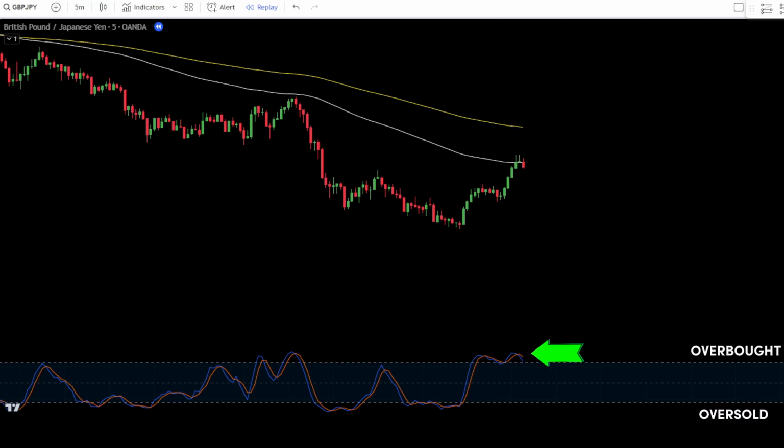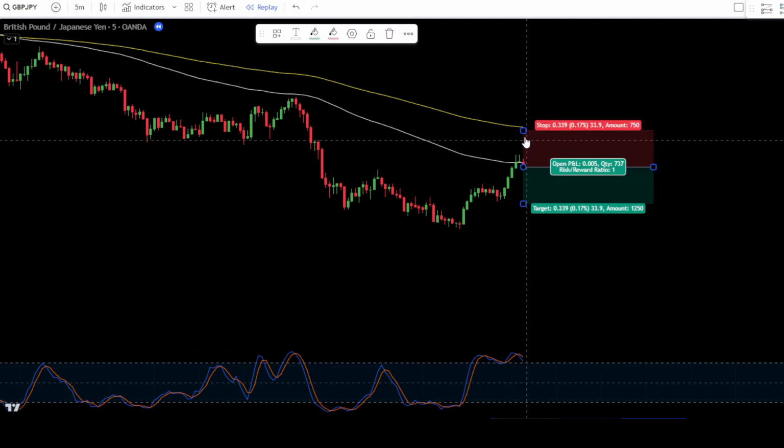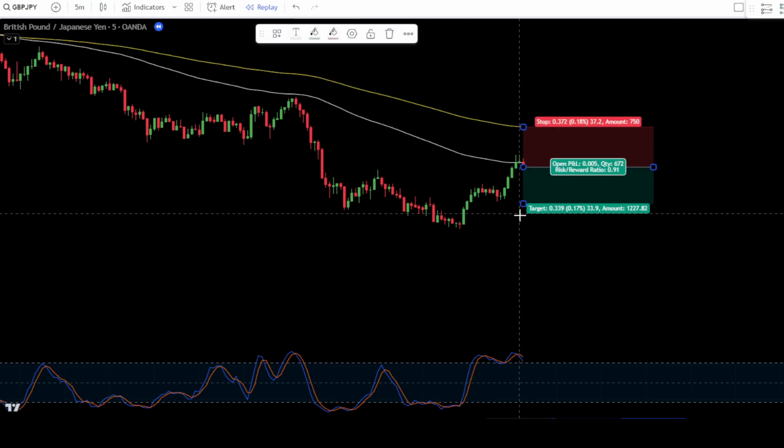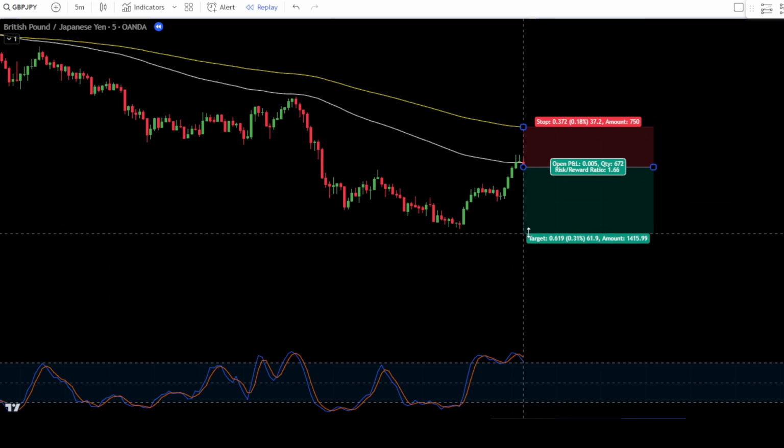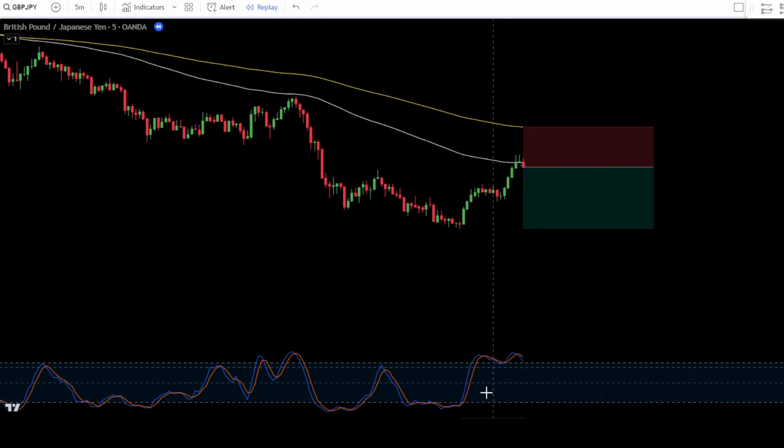Make sure the stochastic line is in the overbought area. Wait for the %K line to cross or be below the %D line. For the final confirmation, ensure that the candlestick formed is a bearish candlestick. If all conditions are met, you can place a sell order after the bearish candlestick closes. Place the stop loss at the end of the 200 EMA line. Use a take profit target with a risk and reward ratio of 1 to 1.5.